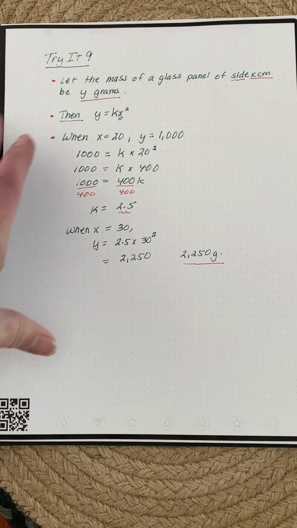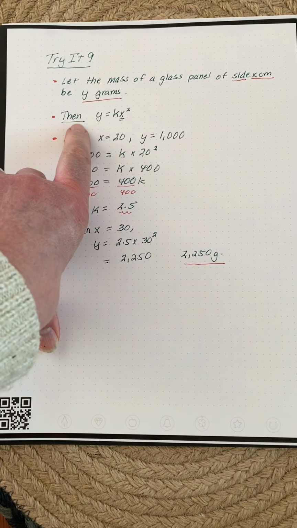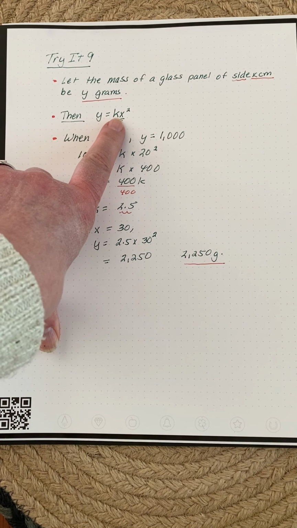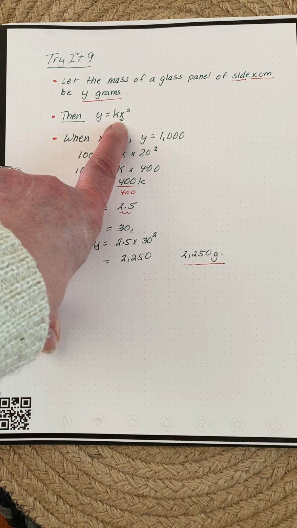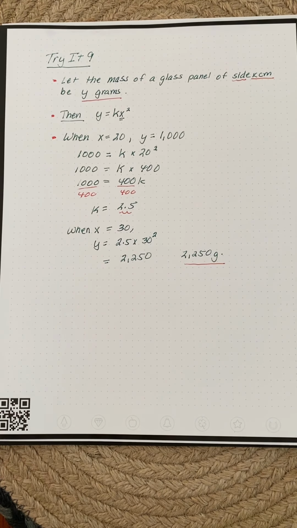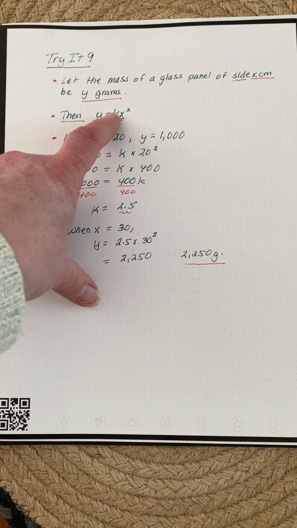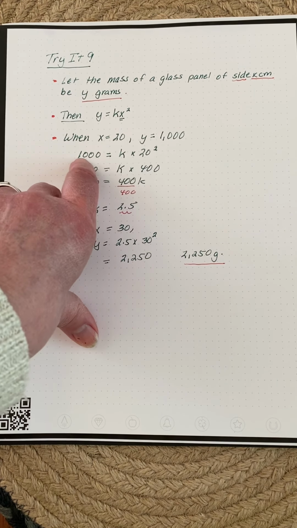Okay, so let the mass of a glass panel of side x centimeters be y grams. Then y is going to be the constant times the side squared, because the area of a square is length times width, which in a square is the same side, so it's x squared. So it says when x is 20, y is 1,000. Now I'm trying to find out what my constant is. They give me, when x is 20, y is 1,000. So I just plug it in.